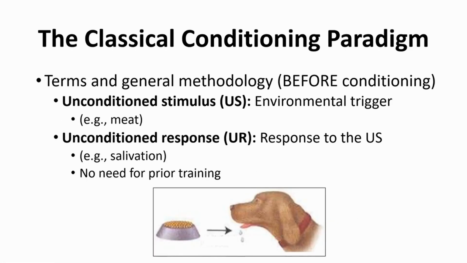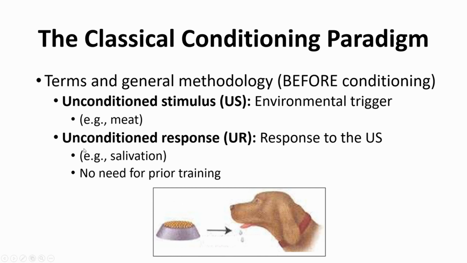For the next couple of slides, we're going to run through the classical conditioning paradigm, the standard way of looking at classical conditioning. Now, this should absolutely be reviewed for you by now, at least twice over from different classes, so we won't spend too much time here. But we have our before conditioning status, so we can look at terms and methodology before the conditioning begins, before we start pairing stimuli. We have our unconditioned stimulus, the US, and that's going to be some kind of environmental trigger or stimulus. In this case, some kind of food, so you get the dog meat.